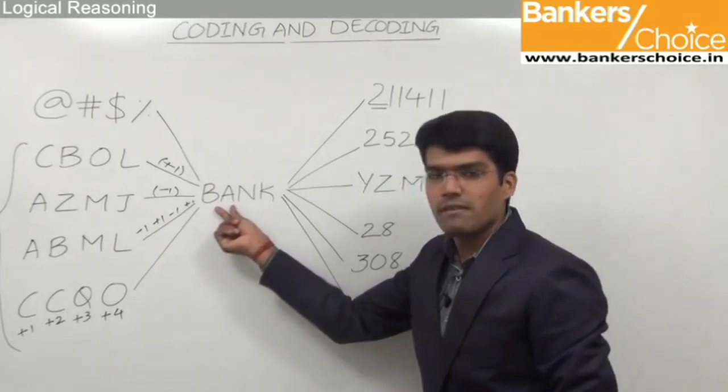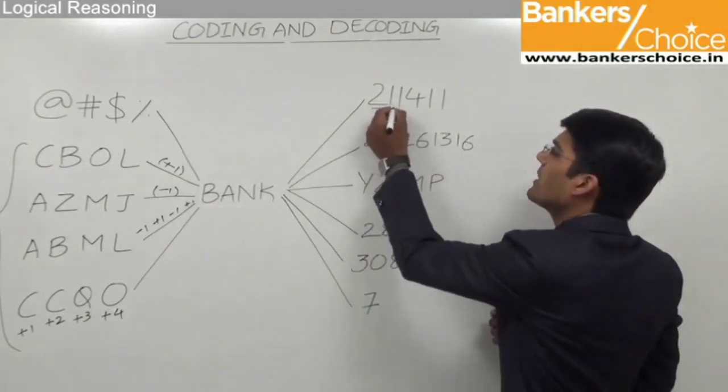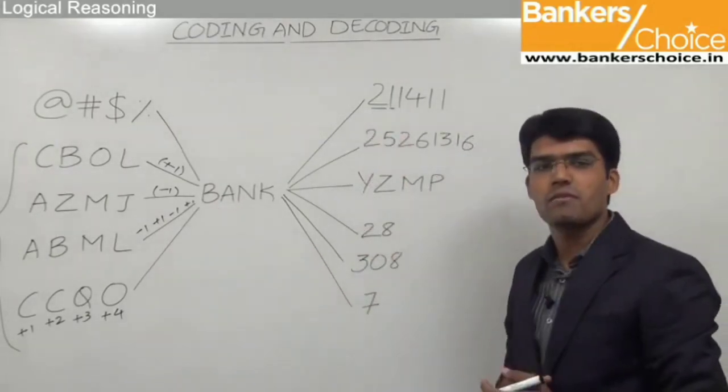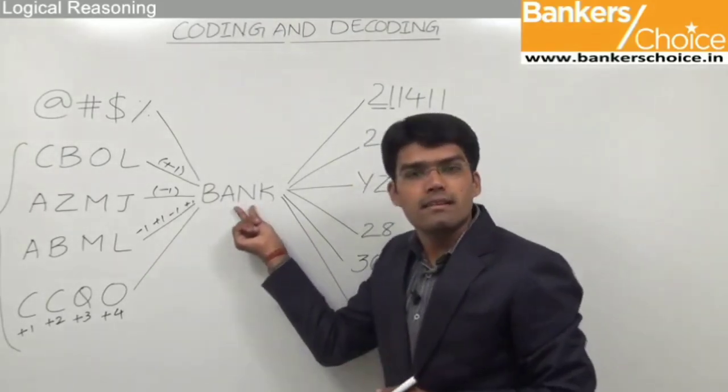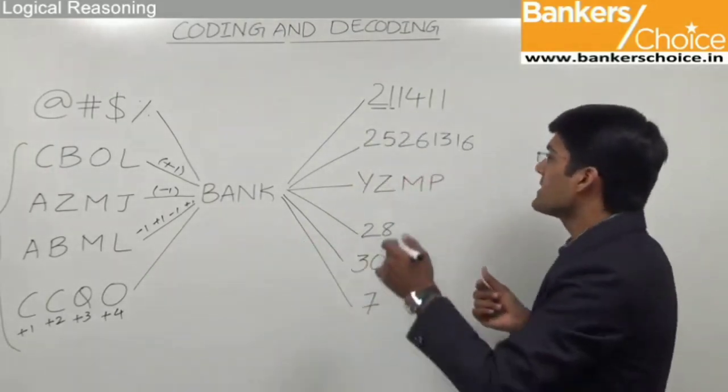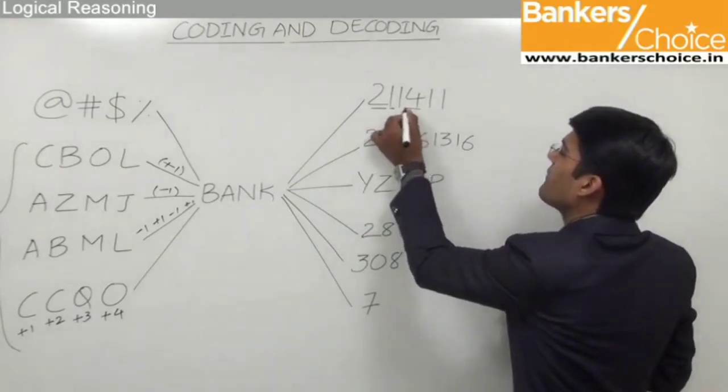A is the first letter of the alphabet. So the one which is there in the coded form is the result of the position of A. The letter N will be 14th letter of the English alphabet. So that is how we have got the next number 14 here.